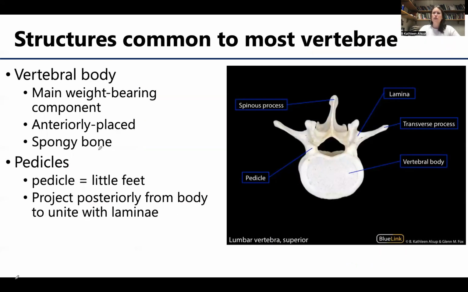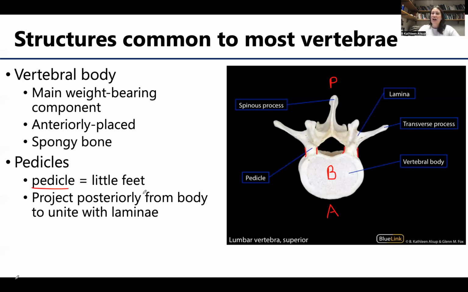Okay, so let's talk about a few structures that you'll have in almost all vertebrae. Generally the most prominent thing that you see associated with the vertebrae are the vertebral bodies. This is the main weight-bearing component of the bone. This is almost all spongy bone with a layer of compact bone on the outside. And these will be more anteriorly placed, where the spinous processes will be more posterior. You can feel those.